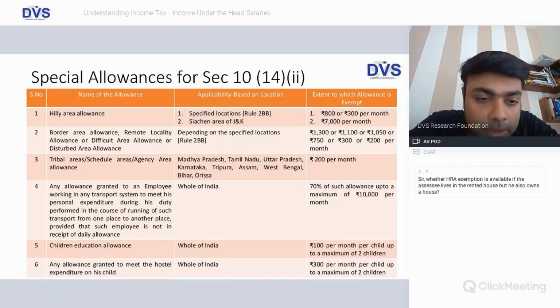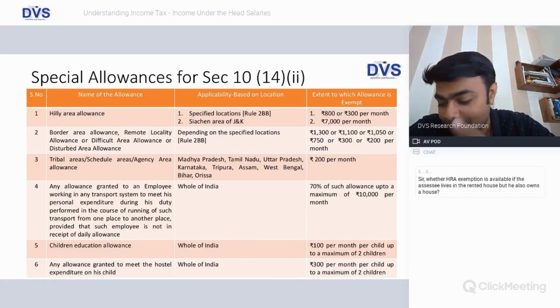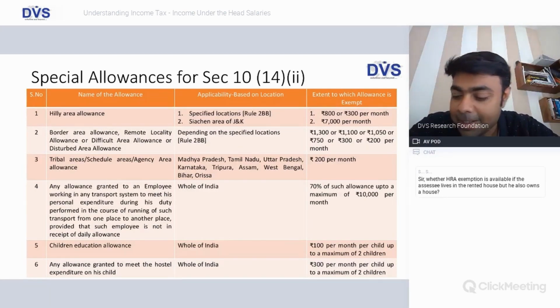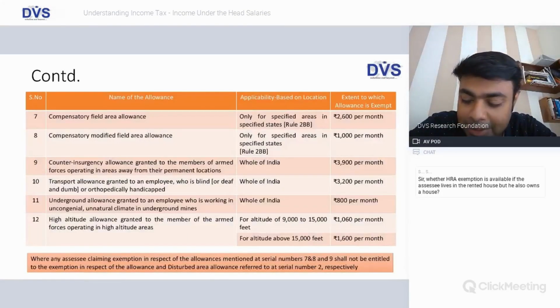So, any allowance granted to an employee working in any transport system, in such cases, 70% of such allowance up to a maximum of 10,000 a month. Children's education allowance is 100 per month per child, up to a maximum of two children. I don't know whether these are in sync with inflation or reality. Hostel expenses is 300 per month per child, again subject to a maximum of two children.